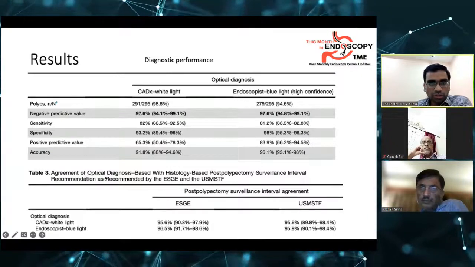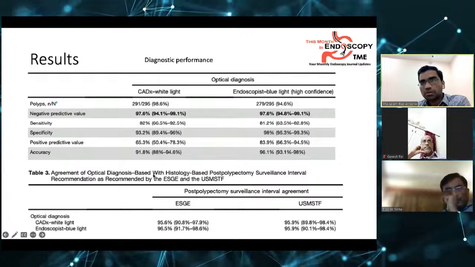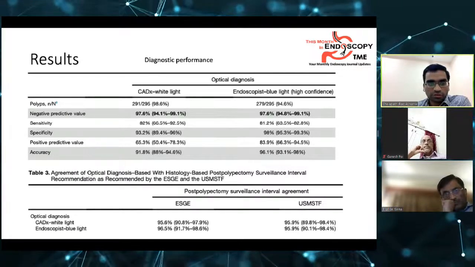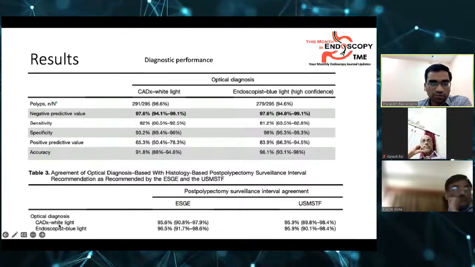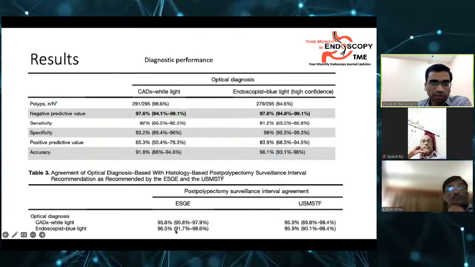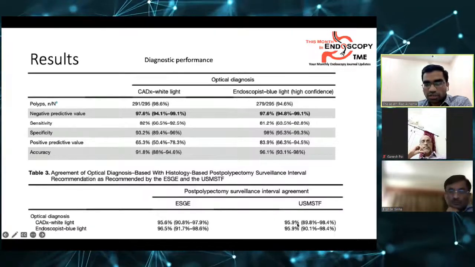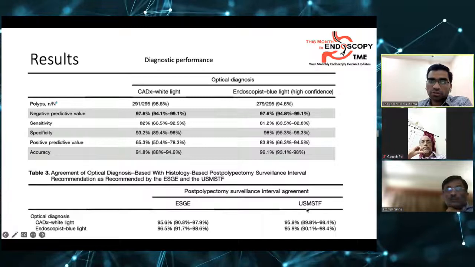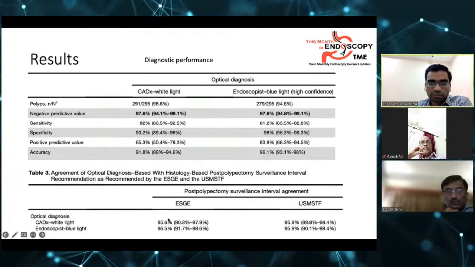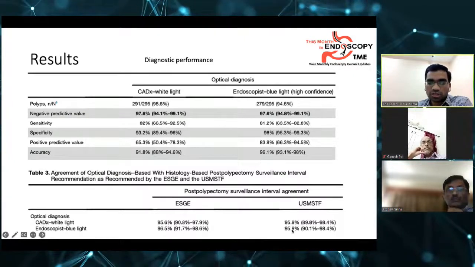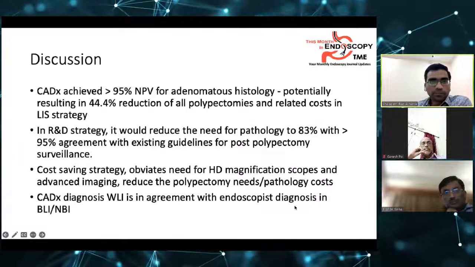So what is the agreement of this optical diagnosis with histology based on the post-polypectomy surveillance interval? So how does it fare? It is in agreement with these guidelines. With CAD-X white light, it is 95.6% with the ESGE guidelines and 95.9% with the US guidelines. If we use virtual chroma endoscopy, it is 96.5% agreement with the ESGE guidelines and 95.9% in agreement with the US guidelines.